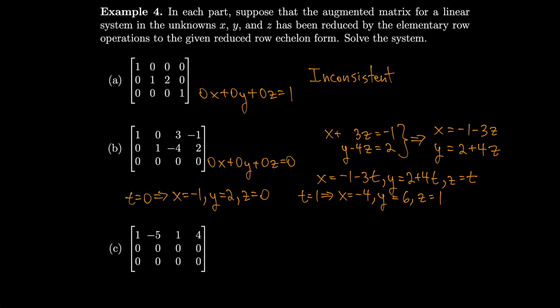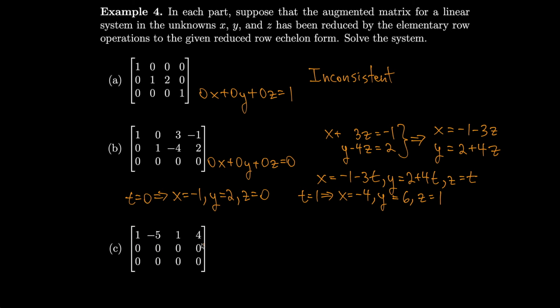Again, there's no special numbers here with 0 and 1. We could have chosen anything to demonstrate the infinite number of solutions here. Let's look at our last one. Notice we have 2 rows of zeros this time. So let's focus on our first row.